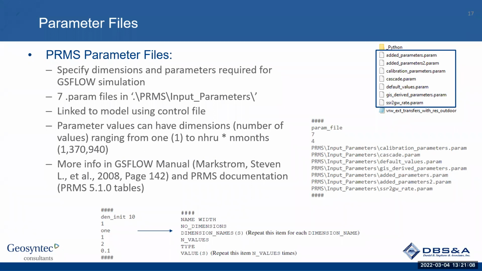The other files that are in the PRMS part of the model are the parameter files. These are all the model inputs that drive the PRMS model. So this specifies dimensions and parameters required for the model. Those are all these 7 .param files that are in the input parameters folder.